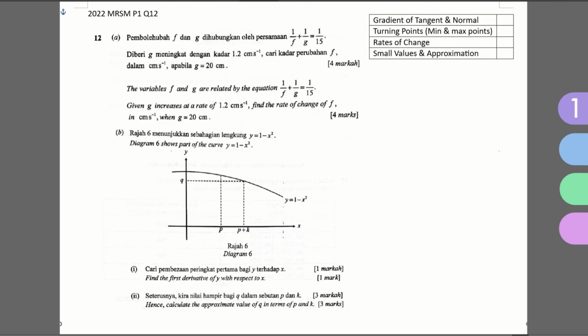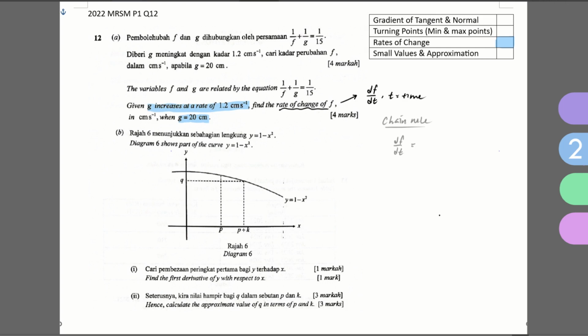In part A, what we can highlight is these two things. So G is increasing at a rate of 1.2 cm per second, and when G equals 20 cm, we need to find the rate of change of F. So this actually involves the third application in differentiation, which is rates of change. So if we take the rate of change of F as an example, this means that in every second, how much does the F change? So if we want to express this, we can use dF over dt, where t equals time. So how do we find dF over dt?